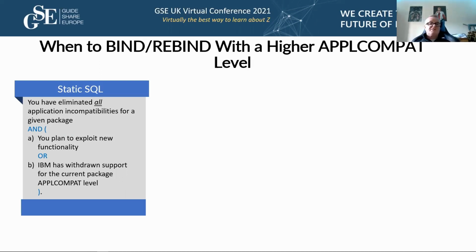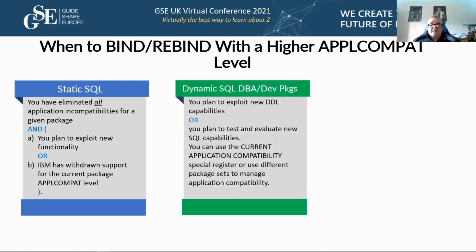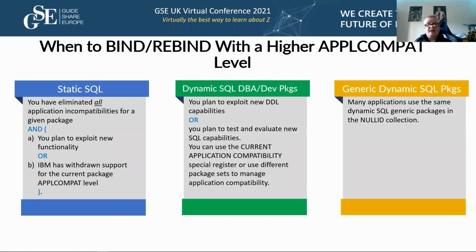But once you've got everything sorted, you want to exploit new functionality or IBM has withdrawn support, then rebind your static packages. That makes perfect sense. We're happy with that. Dynamic stuff: again, if you expand to exploit new DDL capabilities, or you plan to test or evaluate the new SQL, you can use the current application compatibility special register, or you can use different package sets even if you want to maintain application compatibility. So you can have two packages in different package sets, and you run the new one to test the new stuff, and you can always fail back to the old ones if you want to use them. Generic dynamic SQL packages.